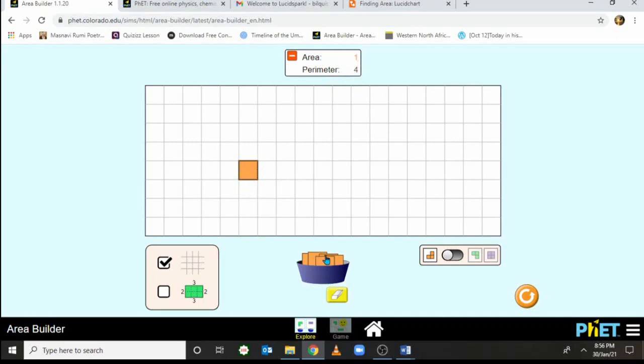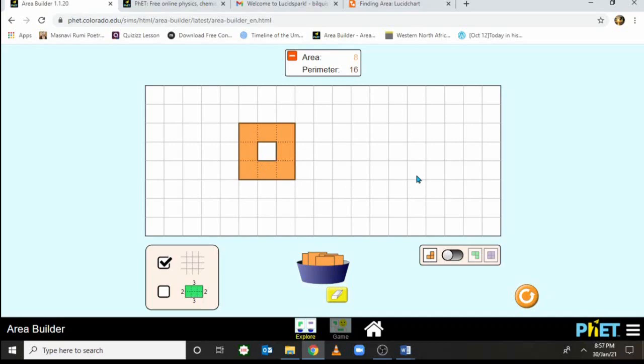Okay, let's put some more cards here. Yes, see, it's changing. Now we have 2 squares and 8 is the perimeter. It's just counting. We'll put our squares in different directions, in different positions. Either we will form a regular shape or an irregular shape, and we'll see whether it is calculating correctly or not.